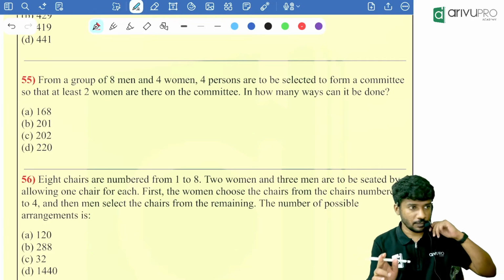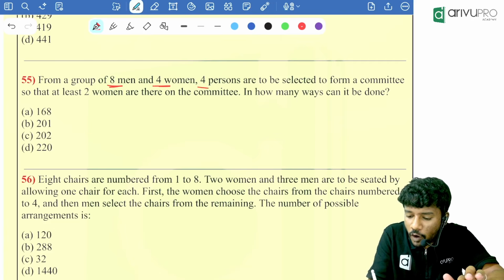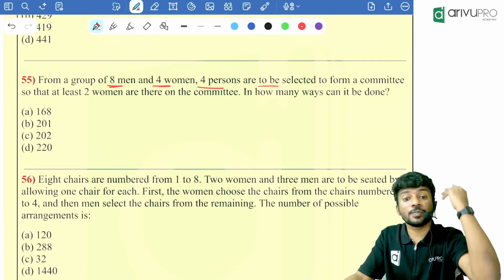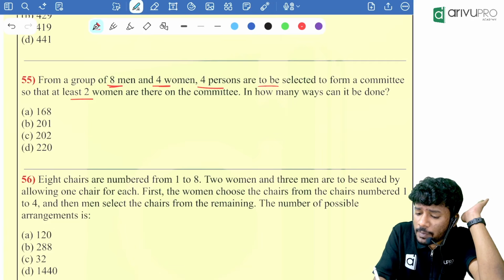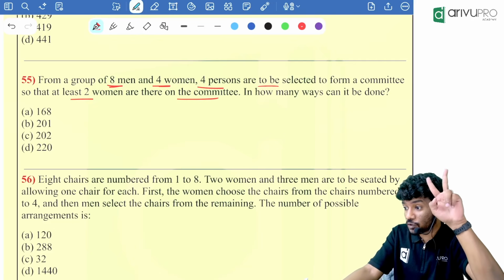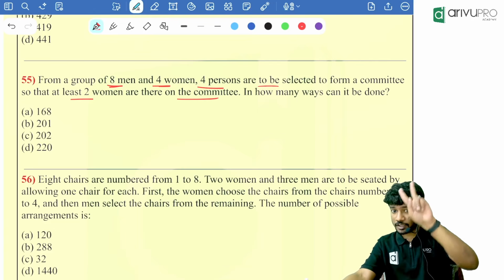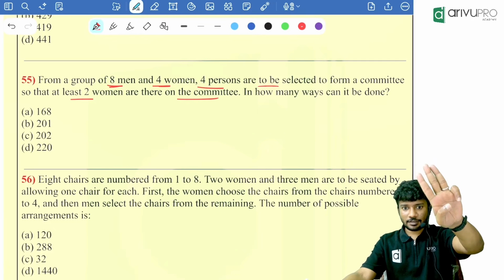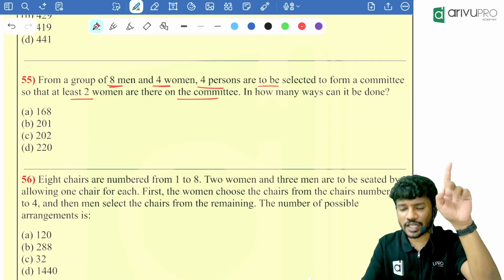Now read the question, everyone. From a group of 8 men and 4 women, 4 persons are to be selected. So how many people we should select in total? 4 people should be selected. That is the condition. Now, so that at least 2 women are there on the committee. So what is the condition? Minimum 2 women should be there in the committee. Then what are the possibilities? Can anyone tell me the possibilities? 2 women, that is one possibility. Or 3 women is another possibility. Or 4 women is another possibility. Is that correct, people?